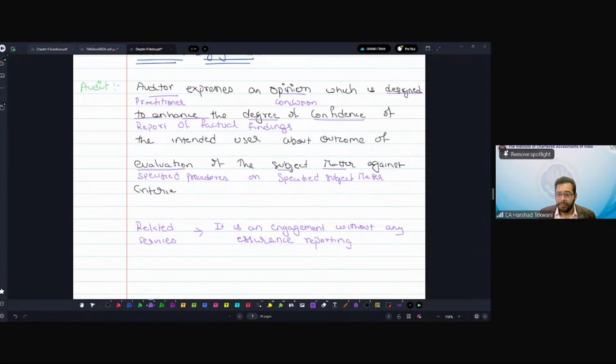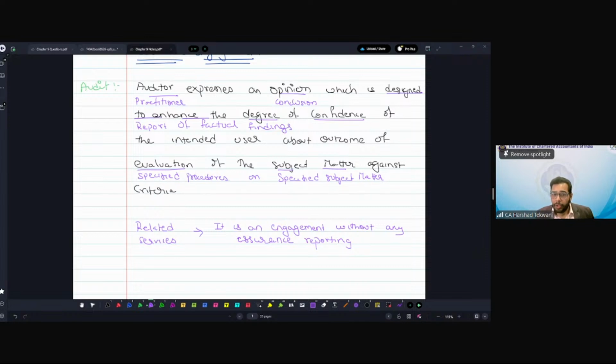Any further doubt, guys? Okay. If no further doubts, let's proceed to the study material and go through it simultaneously. Yes, Mancha, very good. A certificate can be of absolute assurance also, but when I talk about agreed upon procedures, there is no assurance involved.